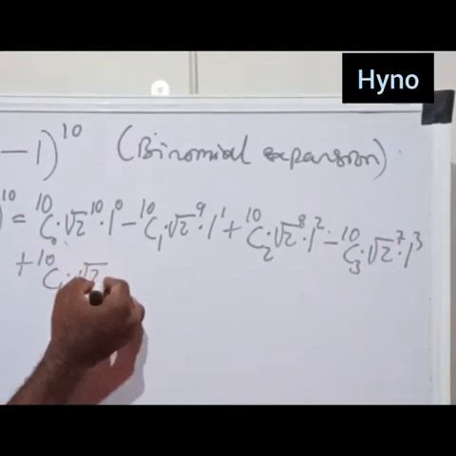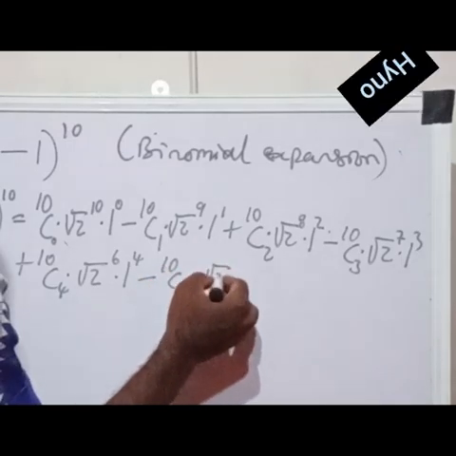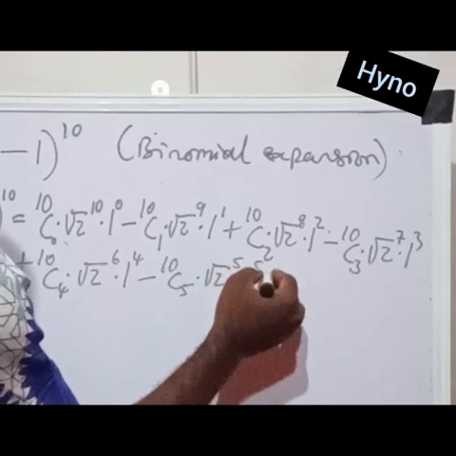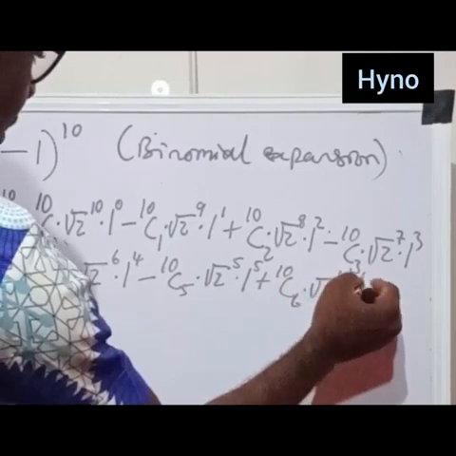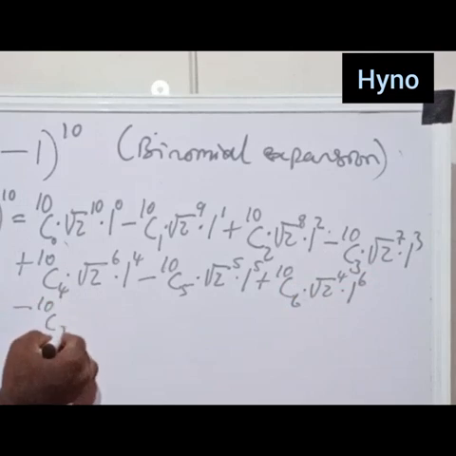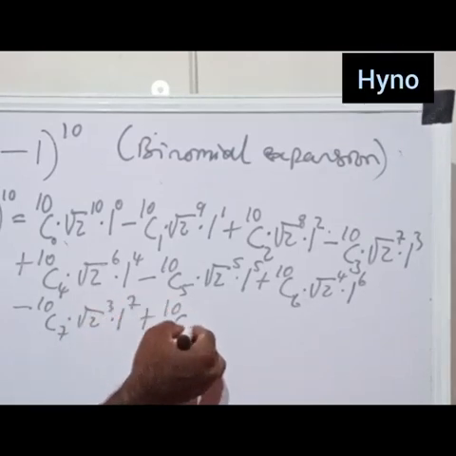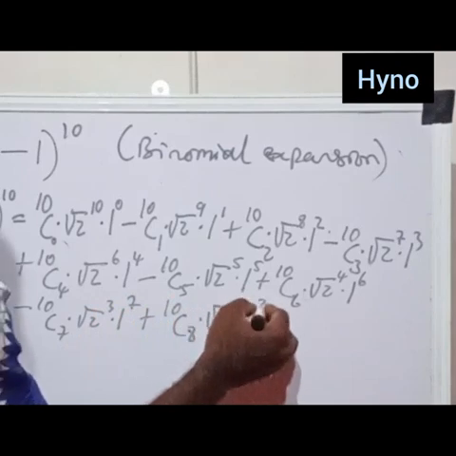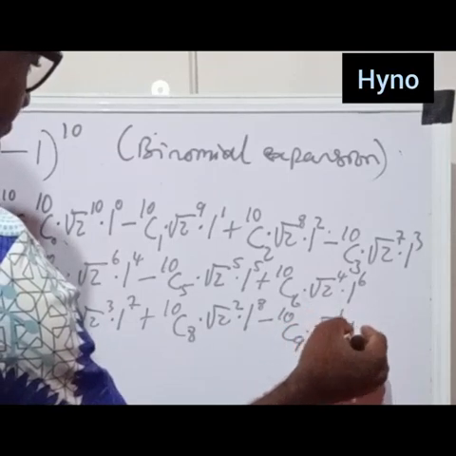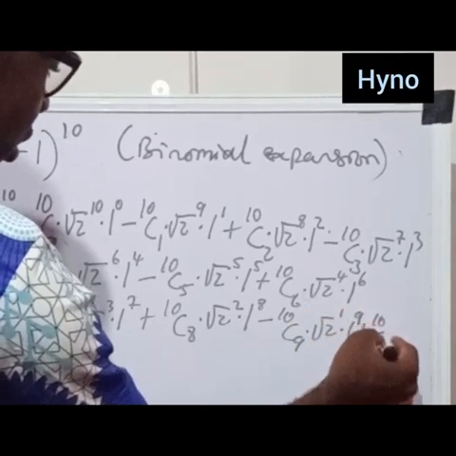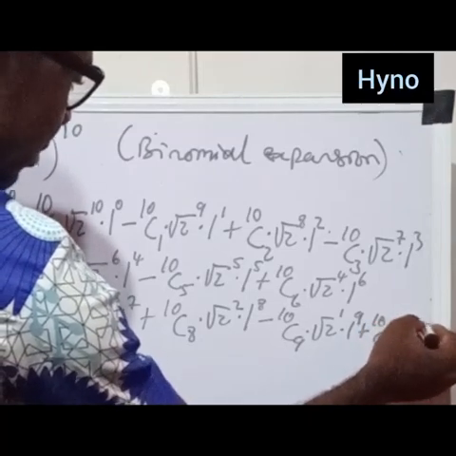4 times root 2 raised to the power 6 times 1 raised to the power 4 minus 10 combination 5 times root 2 raised to the power 5 times 1 raised to the power 5 plus 10 combination 6 times root 2 raised to the power 4 times 1 raised to the power 6 minus 10 combination 7 times root 2 raised to the power 3 times 1 raised to the power 7 plus 10 combination 8 times root 2 raised to the power 2 times 1 raised to the power 8 minus 10 combination 9 times root 2 raised to the power 1 times 1 raised to the power 9. Then finally plus 10 combination 10 times root 2 raised to the power 0 times 1 raised to the power 10. And we have expanded that.